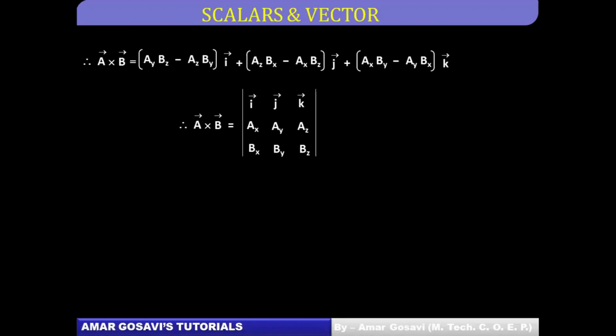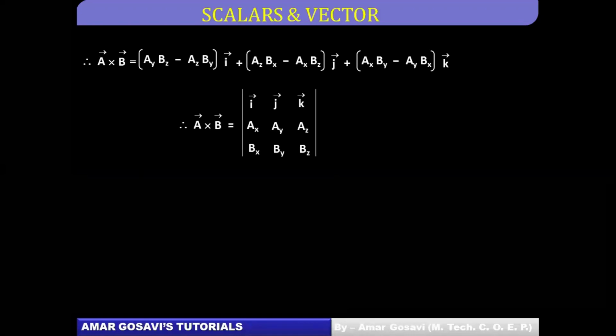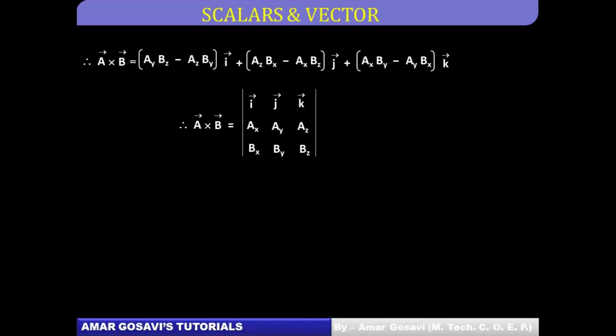Please make a note of it, and then we will move ahead further. So it is tricky as compared to dot product. In dot product, we simply added the coefficients. Here we have to put it in the form of a determinant to solve a problem. So unless you know how this determinant is to be opened, we cannot solve the problem of a cross product. That's why this step is very important.